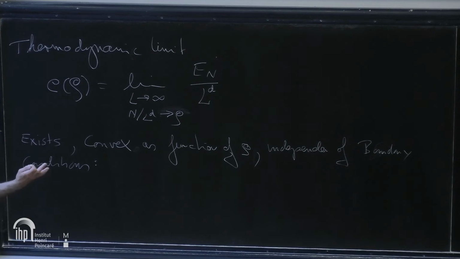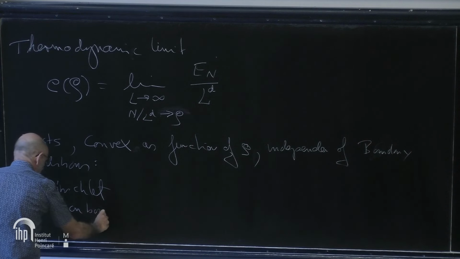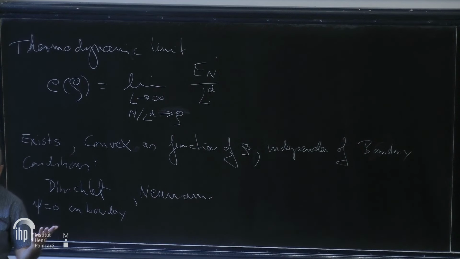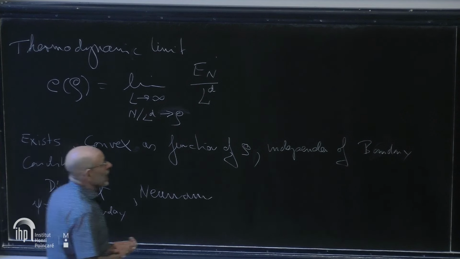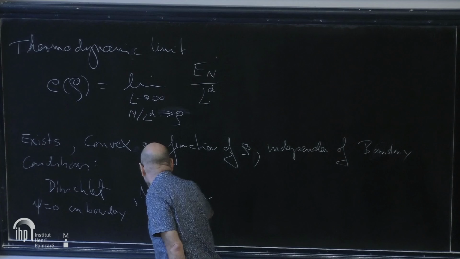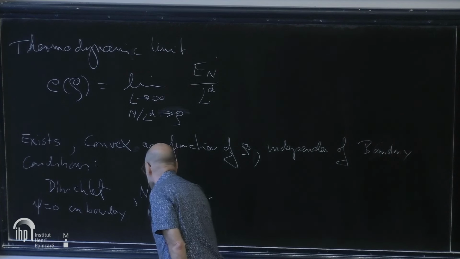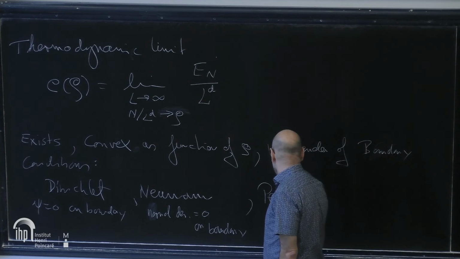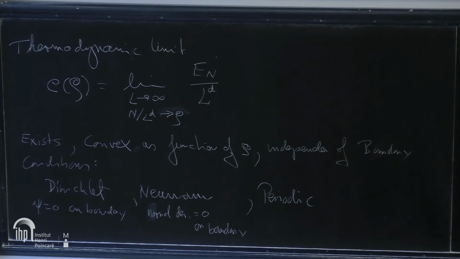So on this box, 0 to L to the D, I can choose Dirichlet boundary conditions, meaning that I'm thinking of psi vanishing whenever a particle reaches the boundary. Or I can do Neumann. Neumann really means that the derivative vanishes when you reach the boundary. But you may also think of it as not having any boundary condition at all if you write things in the right way. Normally it's to say that the normal derivative is equal to zero on the boundary. And finally, I could do periodic, which really means that I think of this being on the torus. And these are really all conditions on the Laplacian.